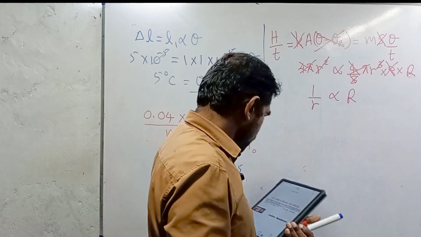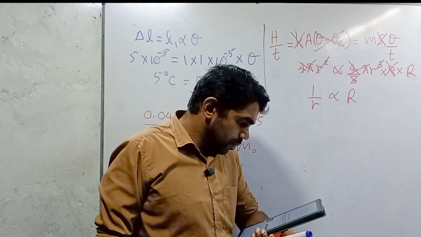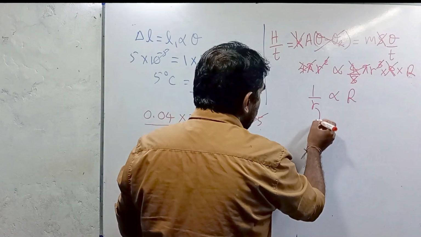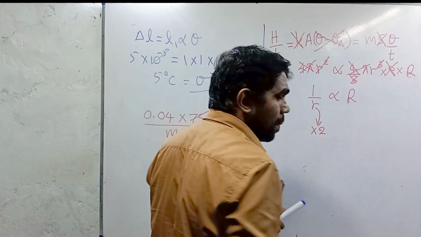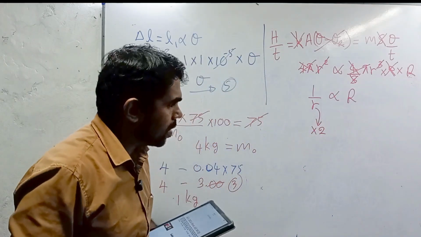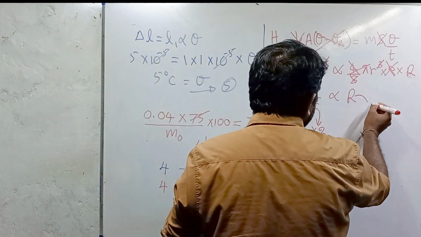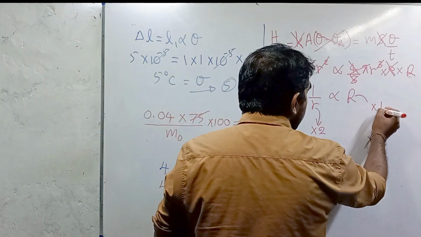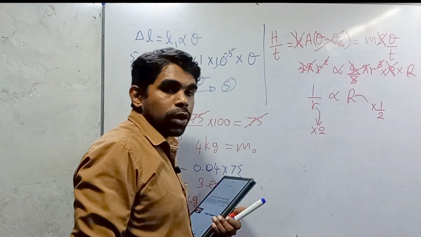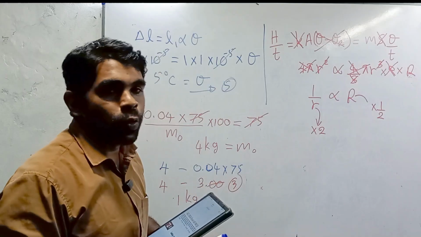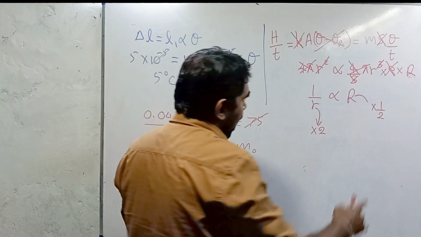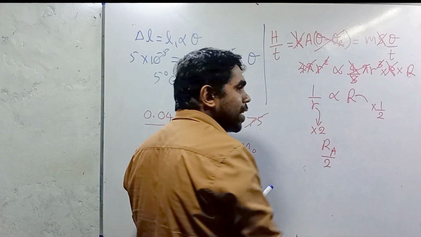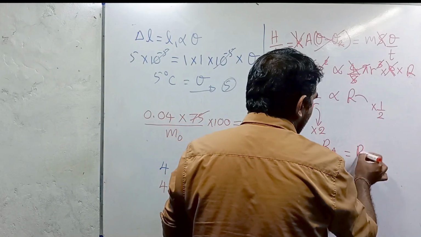Now they have given the diameter of sphere A is half of B. It means the radius of B is twice. Diameter is twice, therefore radius also twice. Then the cooling rate of B should be half of the cooling rate of A. Then we can get RA divided by 2. Half of the cooling rate of A should be equal to RB.